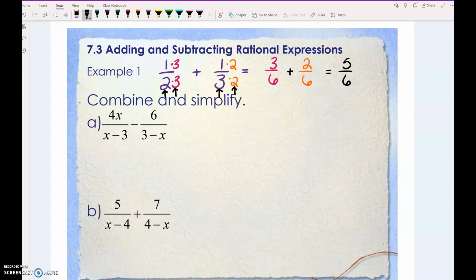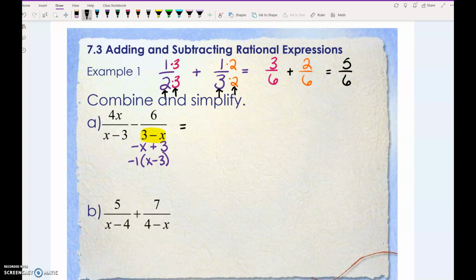Okay, do you see a problem with example A? Do you see how 3 minus x is backwards? Anytime you see an expression in a denominator that's backwards, I want you to rearrange it. This is negative x plus 3. And then do you remember what we did with the expressions when it's a negative x? Factor a negative 1 out of there. So this is really negative 1 times x minus 3.